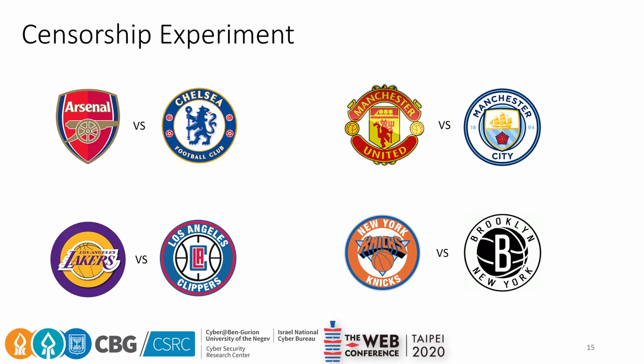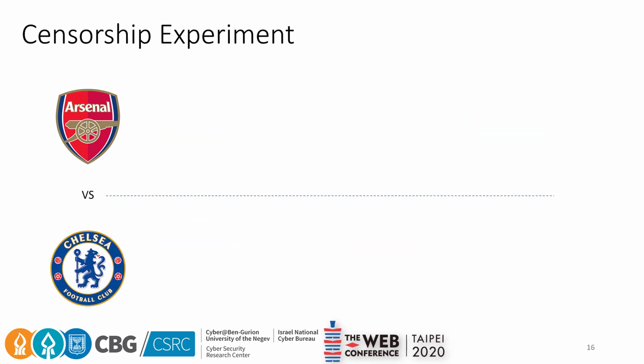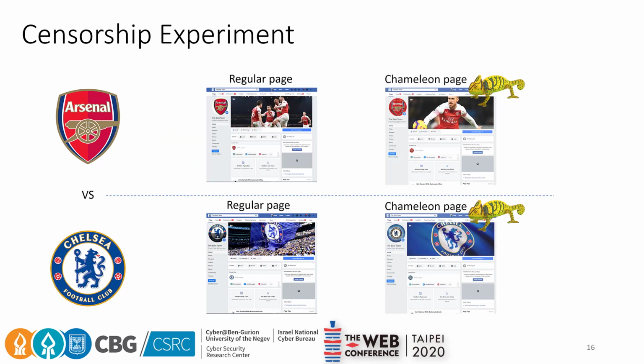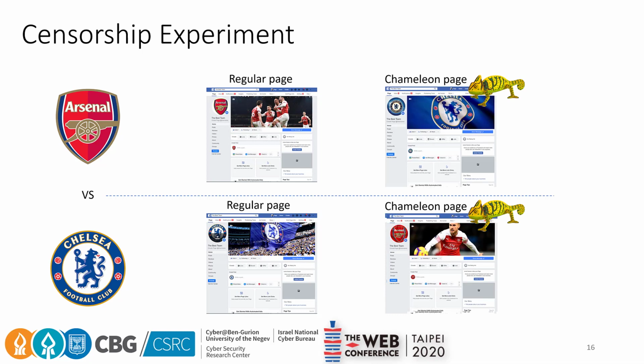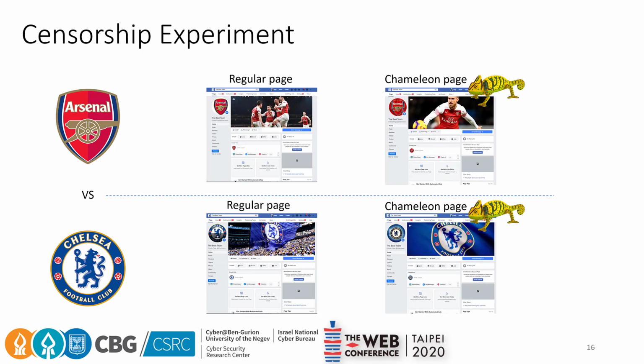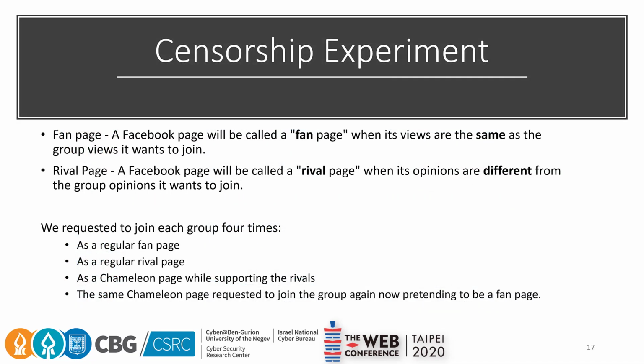For the experiment, we chose 4 pairs of rival sports teams. For each group, we created 2 Facebook pages, a Chameleon page and a regular page. On a Chameleon page, the content of the posts can be changed, and on a regular page, no. We attempt to join closed Facebook groups that sympathize with the football teams we chose. We checked whether changing the content of our pages can help us get into closed groups.